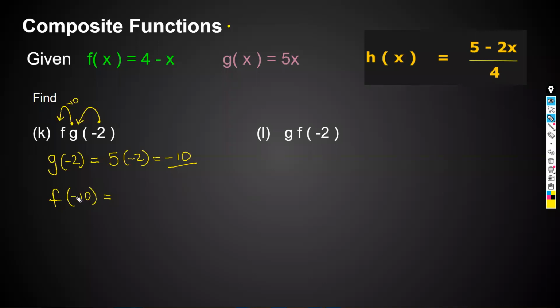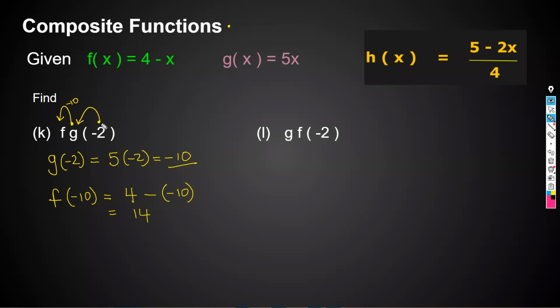F of -10. We're going to go to here, the green one, which is 4 minus, and we're going to replace the x with what? In brackets, minus 10. And I think we are going to get 14 because our minus and our minus make a positive. So 4 plus the 10 is 14. So let's just go through that again. It's not minus 14, it's positive 14.